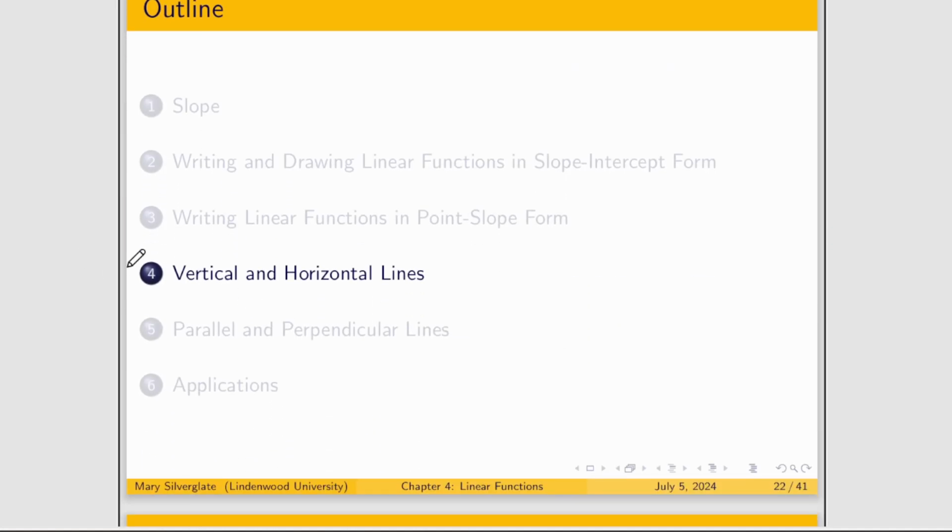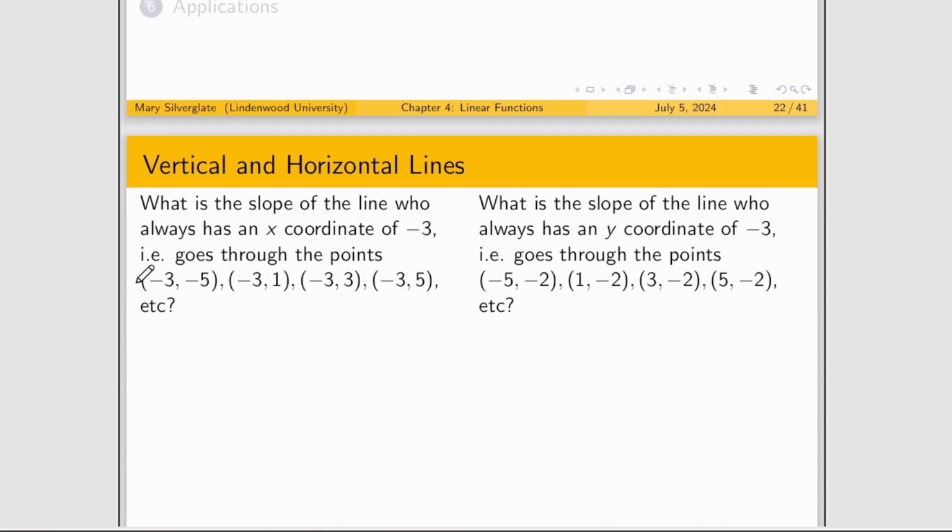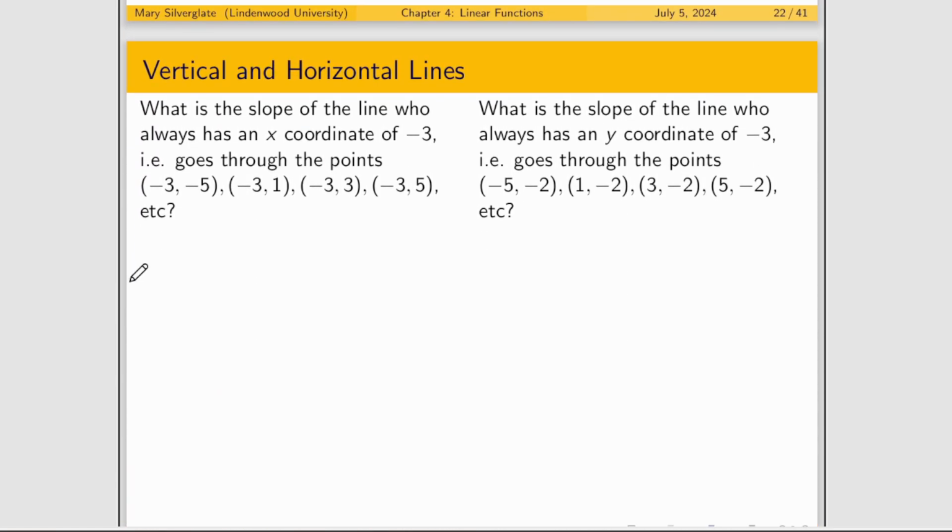Vertical and horizontal lines come up quite often, and they're sort of special cases. So let's actually derive what those slopes would be. So if we had a line that always had an x-coordinate of -3, like these example points on the line, what would be its slope? Let's go ahead and calculate that. So if we have y2 minus y1 over x2 minus x1, let's just pick 2 points that we're going to call x1, y1, x2, y2.